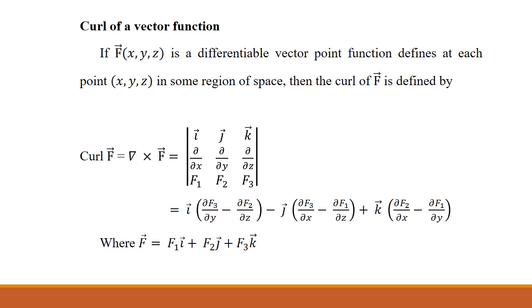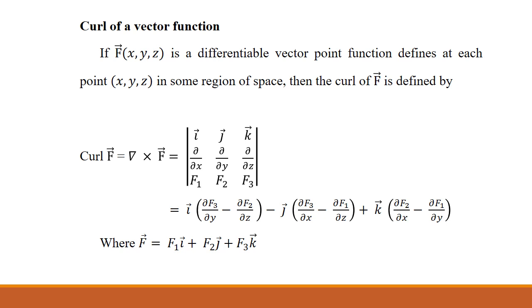Curl f vector, that is del cross f vector, is equal to the determinant. Here the first row is i vector, j vector, k vector. Then the second row is the coefficient of i vector in del, the coefficient of j vector in del, the coefficient of k vector in del, that is dou by dou x, dou by dou y, dou by dou z.